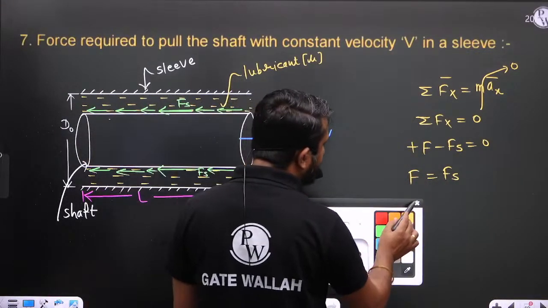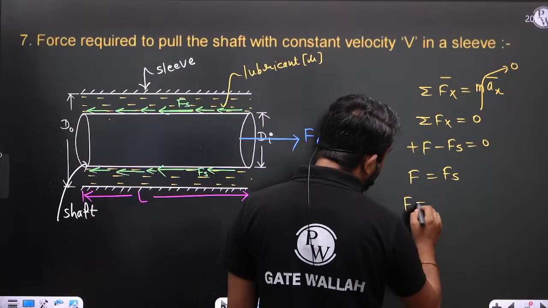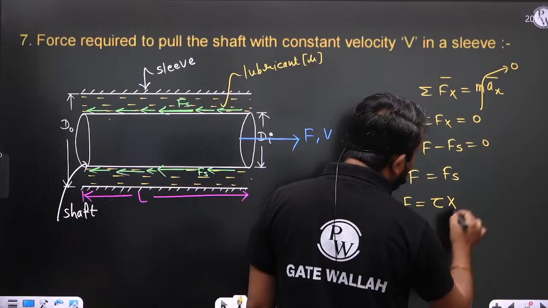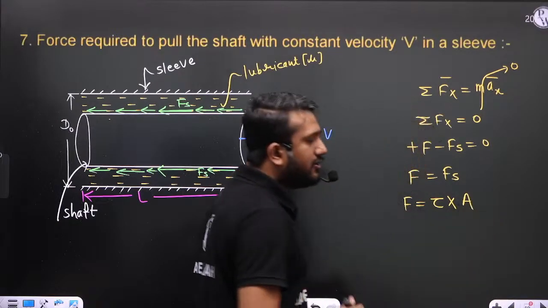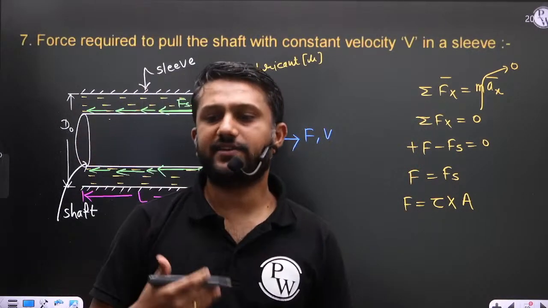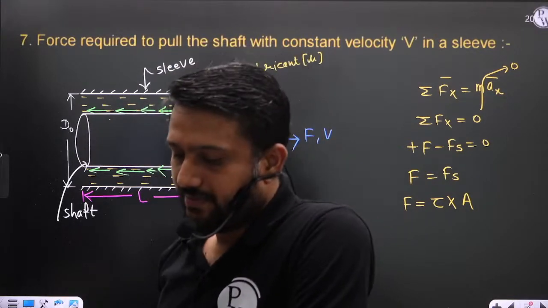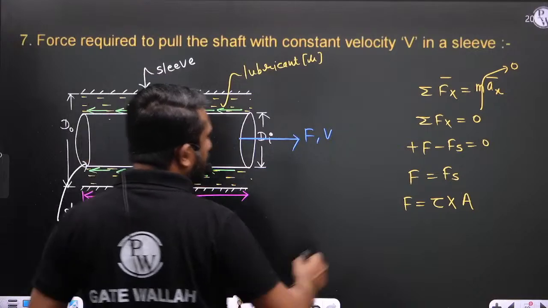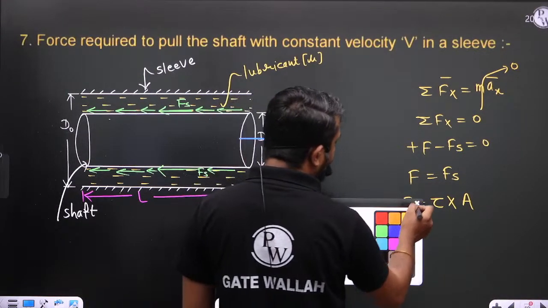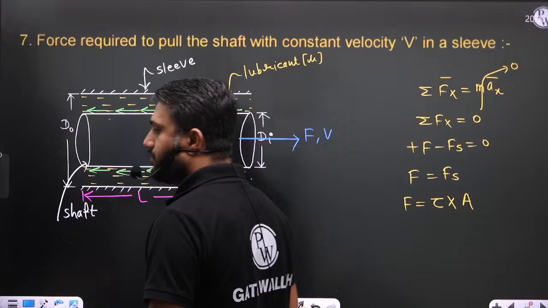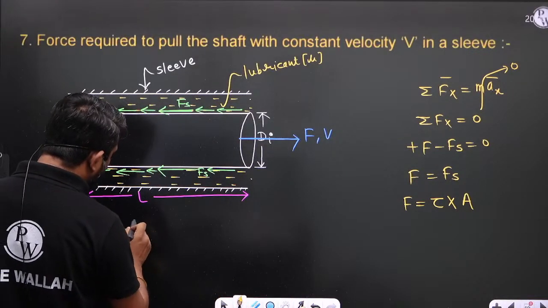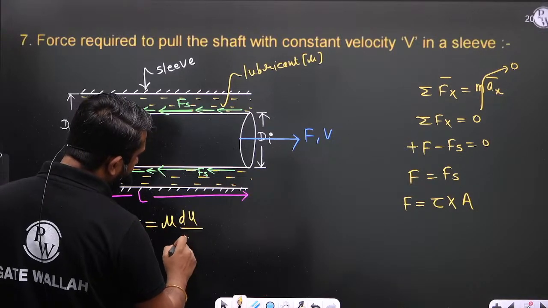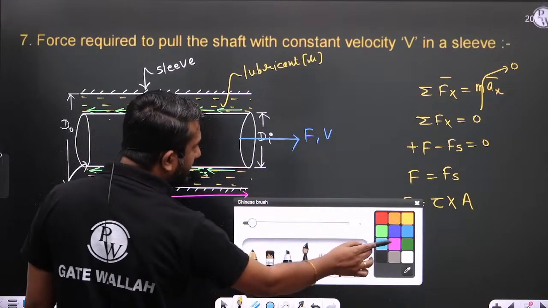Fs is nothing but the shear stress multiplied by area. Which area? You can say shear area, or the area which is in contact with the fluid. So tau multiplied by A. Now calculate tau. For the calculation of tau, we have Newton's law of viscosity: tau is equal to mu du by dy.